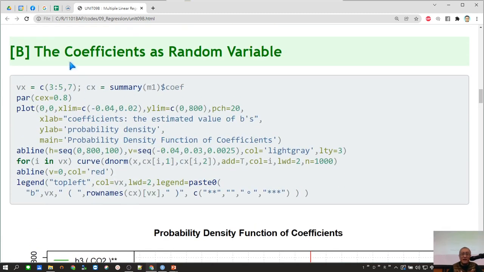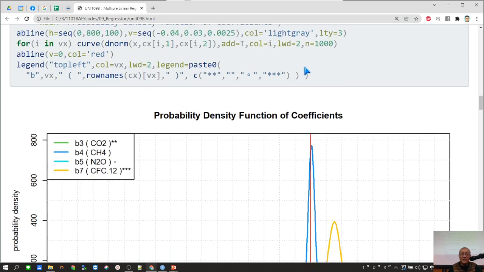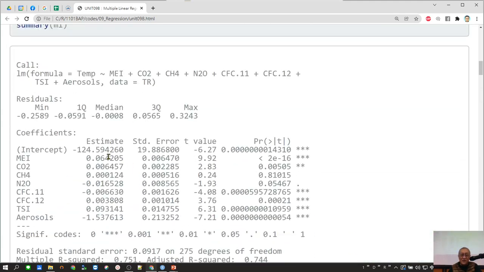If we treat the coefficient as a random variable, we have done that in our previous notebook. We can actually plot the coefficient like this. I just want to give you the idea that the coefficient is not a fixed value. It comes with uncertainty, and the coefficient estimation here is just the expected value of that coefficient.